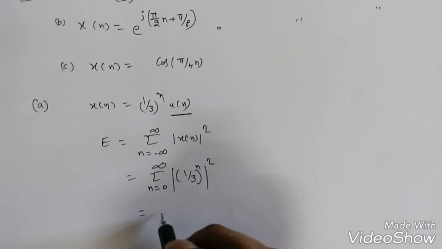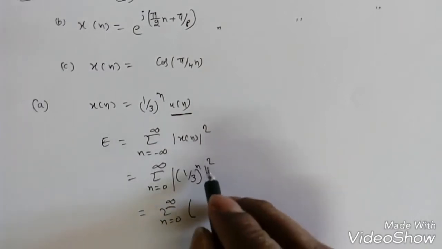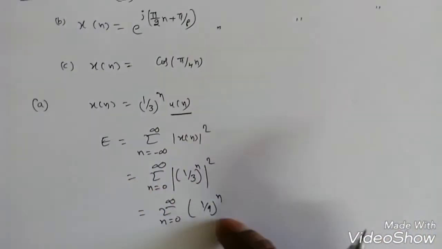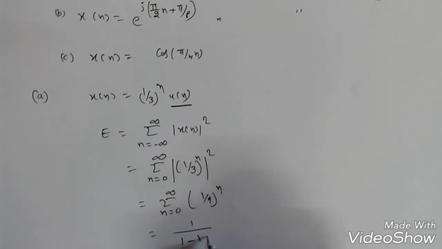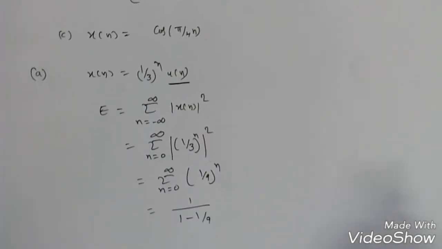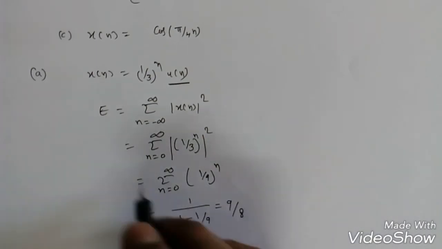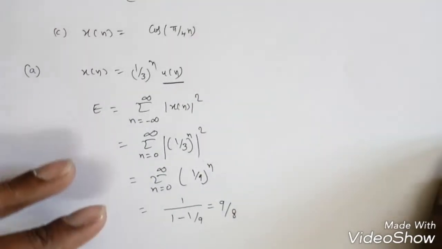Now how can we make this sum from n equal to 0 to infinity of 1 by 9 power n? 1 by 3 whole square is 9, so 1 by 9. Now we know the formula for the sum from n equal to 0 to infinity of a power n, which is simply 1 by 1 minus a, that is 1 minus 1 by 9, so the answer is 9 by 8. So that means energy is finite, so we can say it is an energy signal, but we need to find the power also.